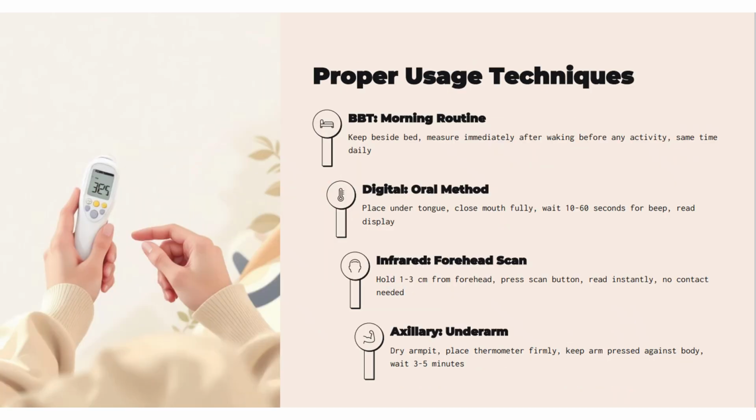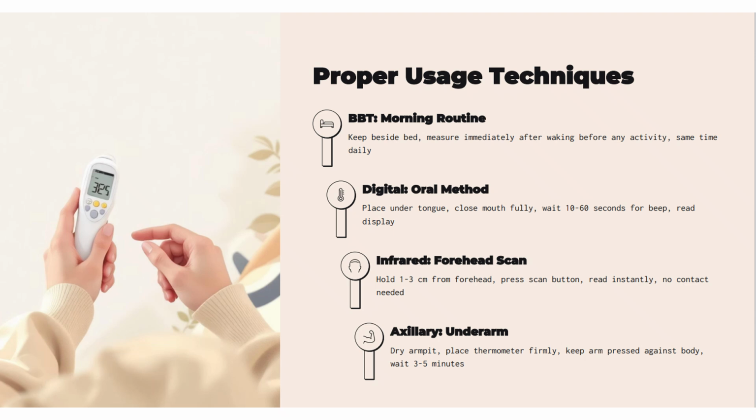Proper usage techniques. If I am going to use all these kinds of thermometers, I must know how to use, when to use, and where to use. So BBT measures immediately after waking up. For digital, place under the tongue and wait for the beep sound. And for infrared, scan on the forehead without contact. For the axillary method, place under the arm and wait a few minutes. So these are the different thermometers with which we can measure the temperature.